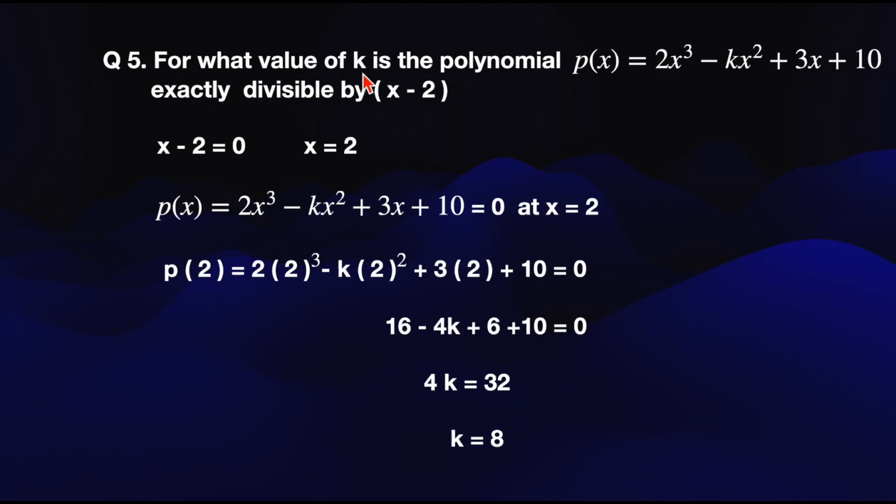For what value of k is the polynomial exactly divisible by x minus 2? Same method. Write down x minus 2 is equal to 0. Now the polynomial is exactly divisible. That means when you put 2 here in this polynomial, it will be equal to 0. So now you simplify it, is equal to 0. So 4k is equal to 32 and k is equal to 8.